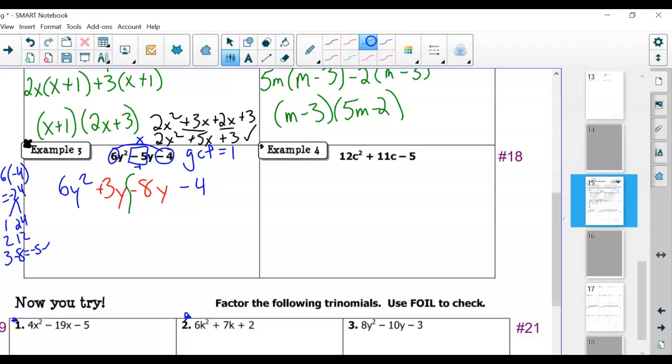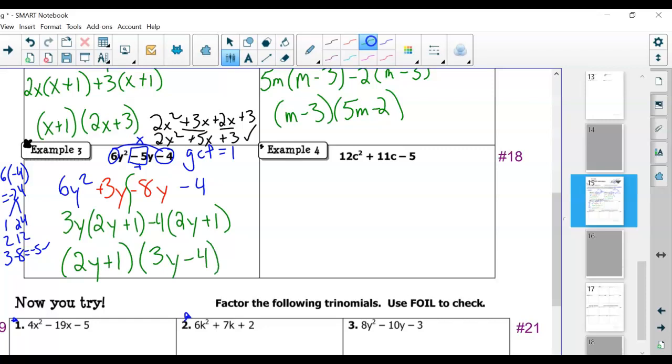I can take out or factor out a 3 and a y on the left. If I divide both of those, I'm left with 2y plus 1. On the right, I can divide out a 4, and because the third term is negative, I'm going to make that negative 4. If I divide both of those, I'm left with positive 2y plus 1. And then I'd have 2y plus 1 as one of my factors, and 3y minus 4 as one of my factors.